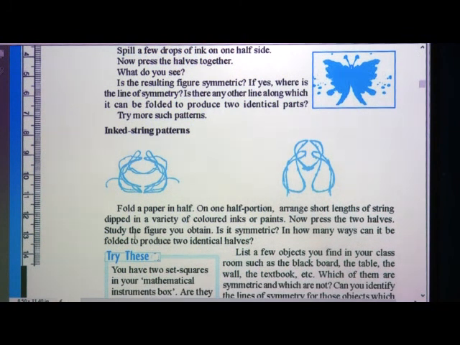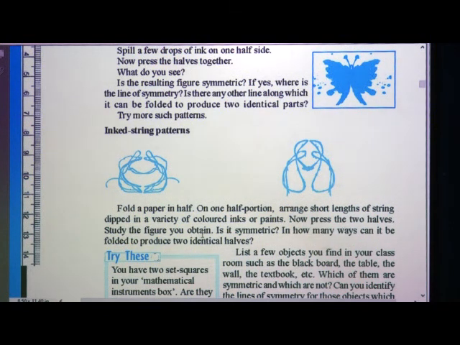Now we will see inked string patterns. Fold the paper in half. On one half portion, arrange short lengths of string dipped in a variety of colored inks or paints. Now press the two halves.